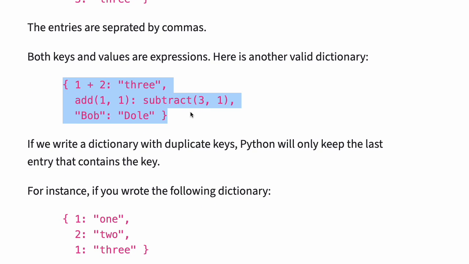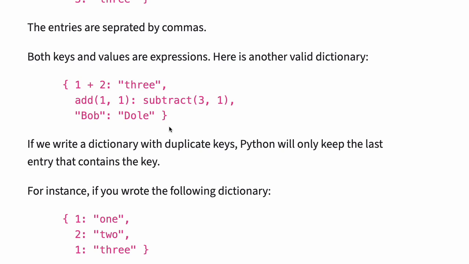Here's another valid dictionary. In the first entry, the key is 1 plus 2 and the value is the string 3. In the second entry, the key is add 1 and 1 and the value is subtract 3 and 1. And in the third entry, the key is the string Bob, and the value is the string Dole.